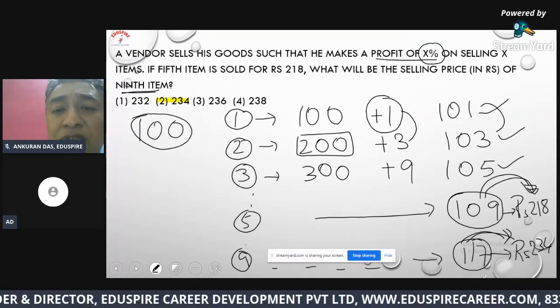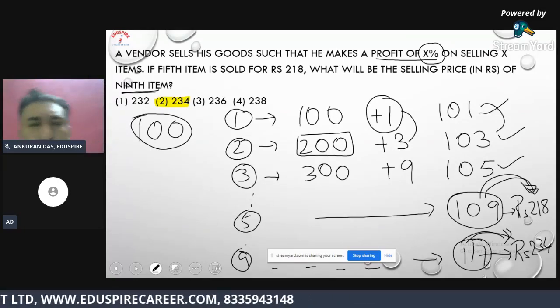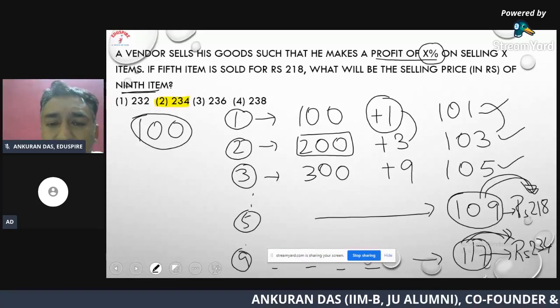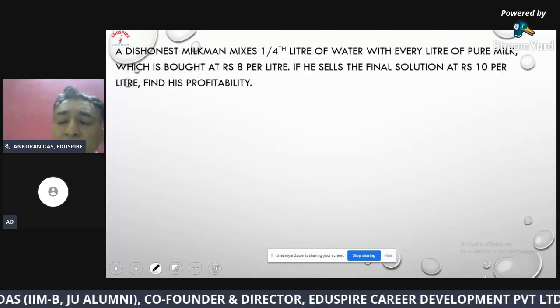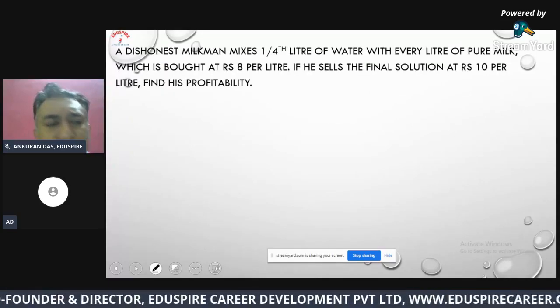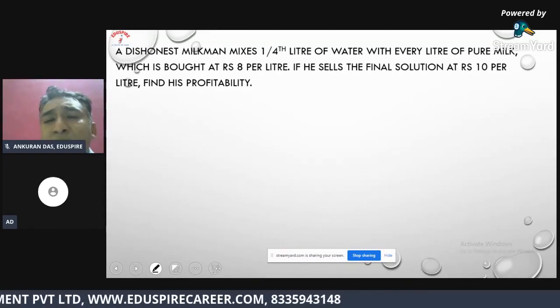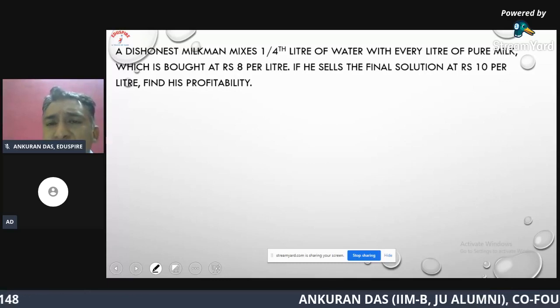Very, very tricky and very interesting question I have found. A very conceptual question, a fantastic question. All right, coming up with the next one. Now here, they give a lot of questions from mixtures also, while it involves underweighing or overweighing or diluting solutions, etc. This is one such typical example.